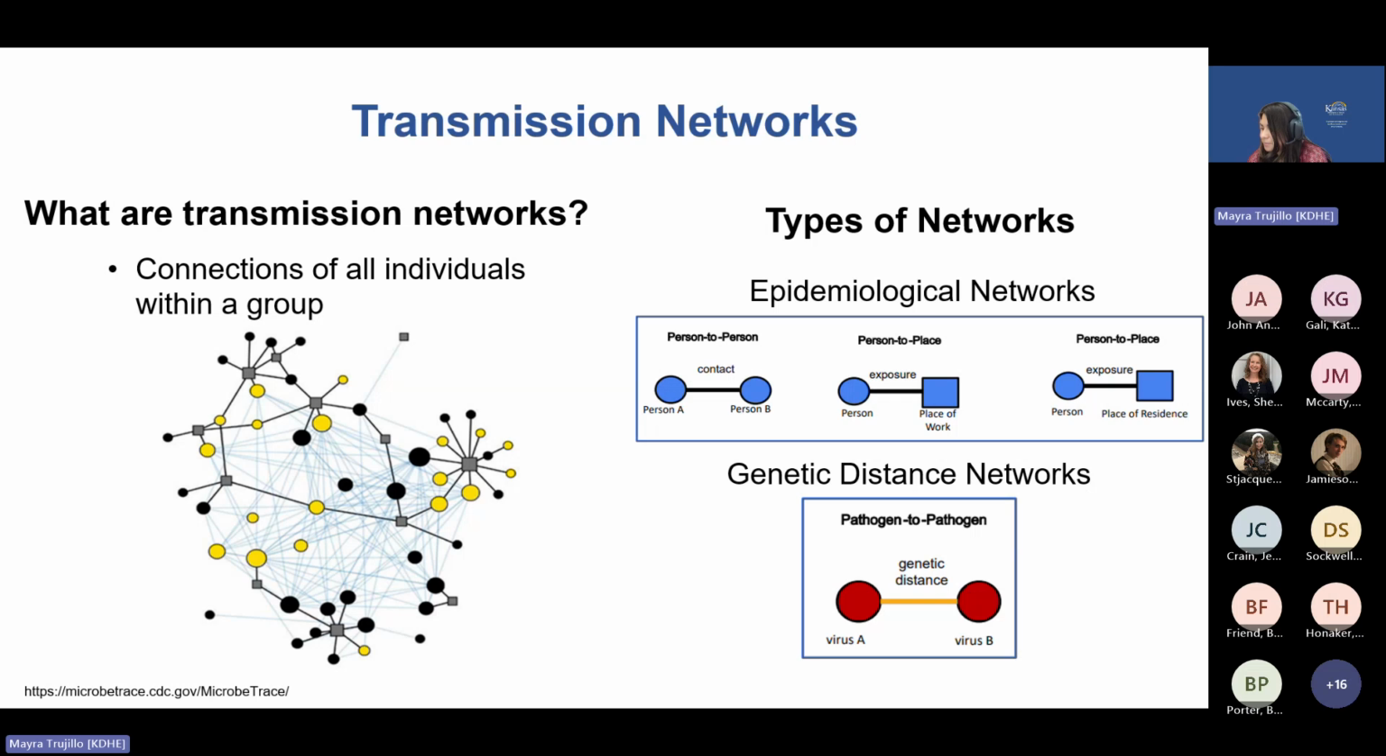Transmission networks provide fine-grained insight into transmission patterns by visualizing connections among individuals within a group. These networks can be epidemiological or based on genetic distance. MicrobeTrace allows both network types to be visualized simultaneously, enabling integrated interpretation of genomic and epidemiological data.